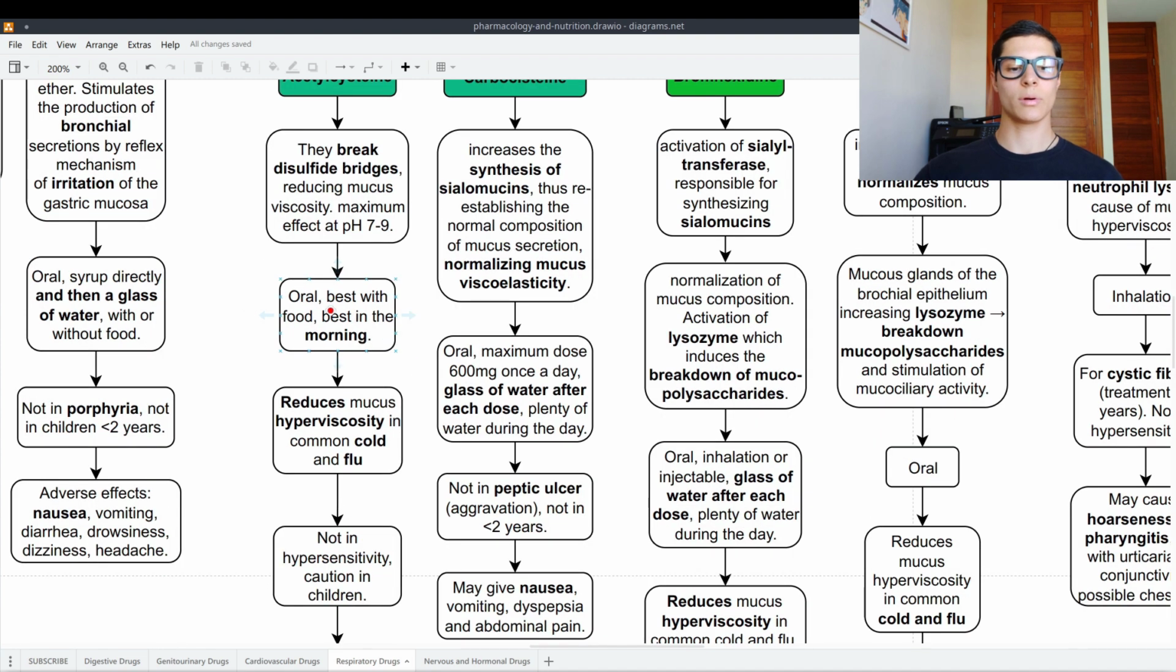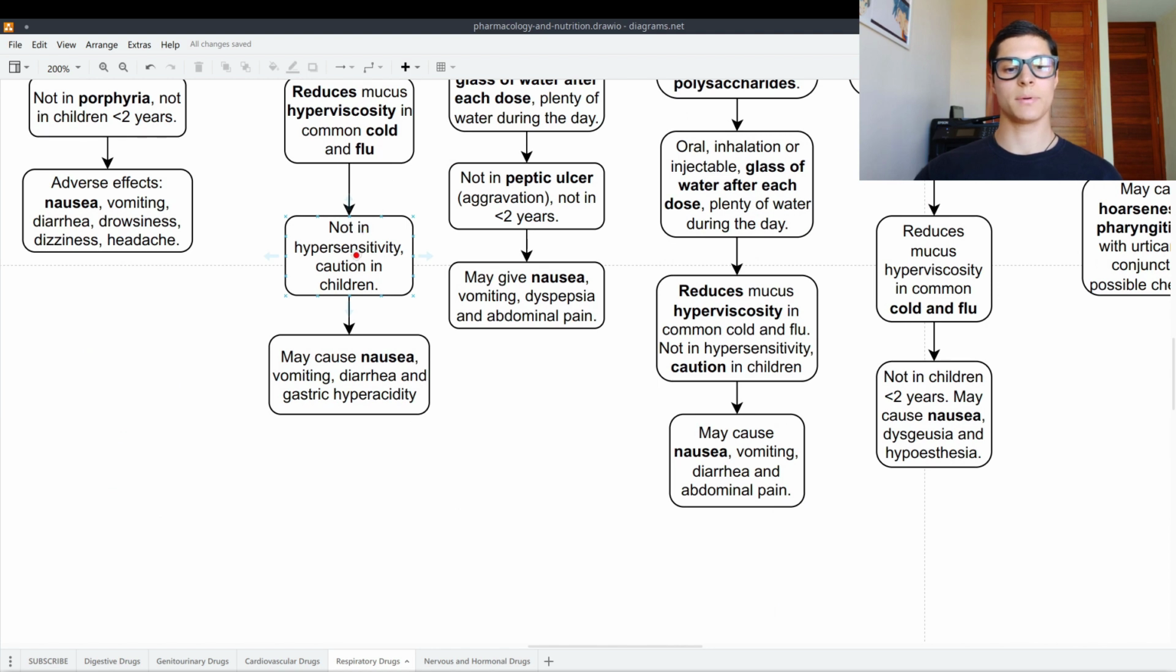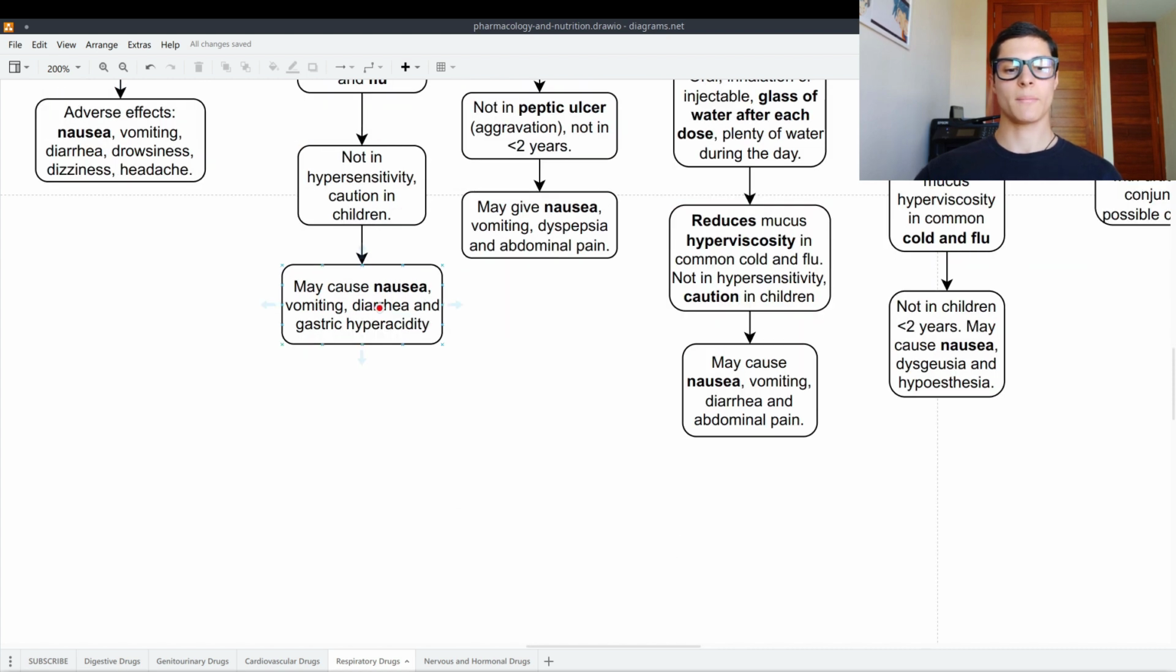It is taken orally, best with food, and especially in the morning. It reduces the mucus hyperviscosity in common cold and flu. Not prescribed in hypersensitivity, and caution in children. Be careful with that. It may cause nausea, vomiting, diarrhea and gastric hyperacidity.